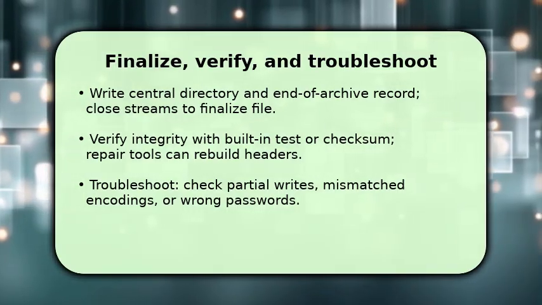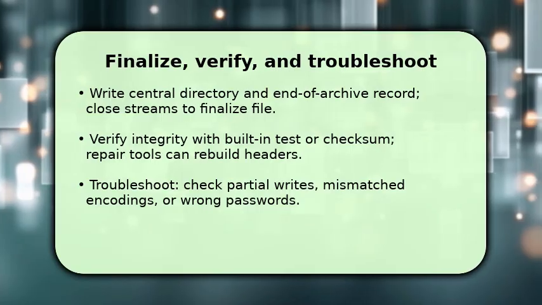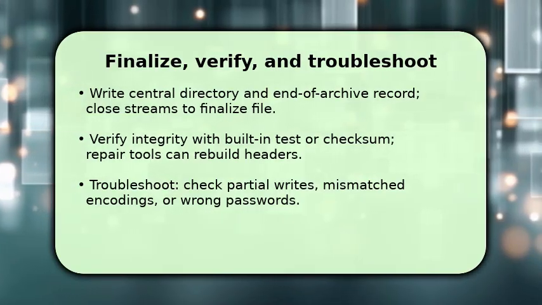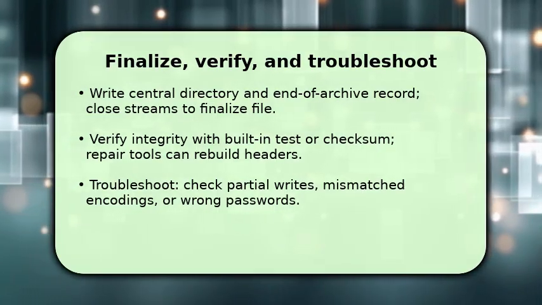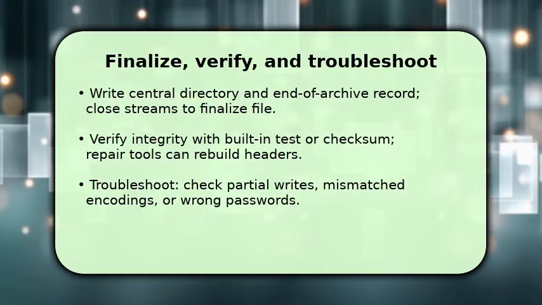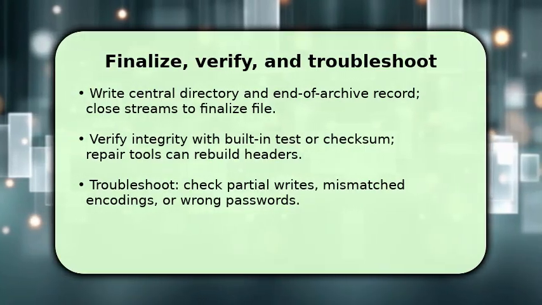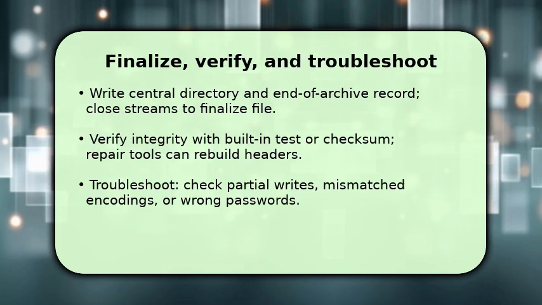If something goes wrong, like interrupted writes, wrong password, or character encoding mismatches during listing, you can attempt a repair utility or recreate the archive from the originals. These steps recover structure or reveal which files failed.